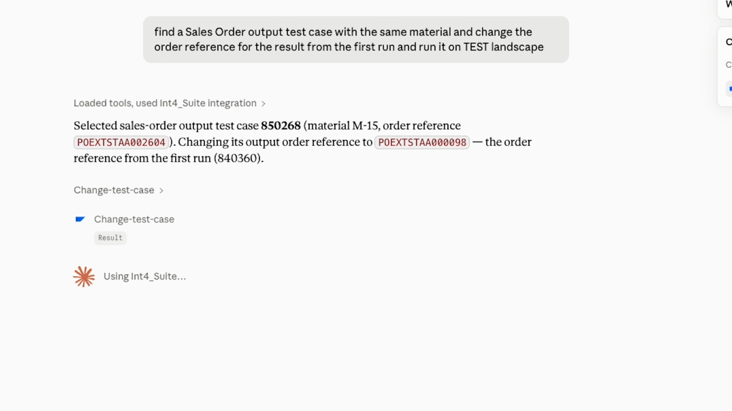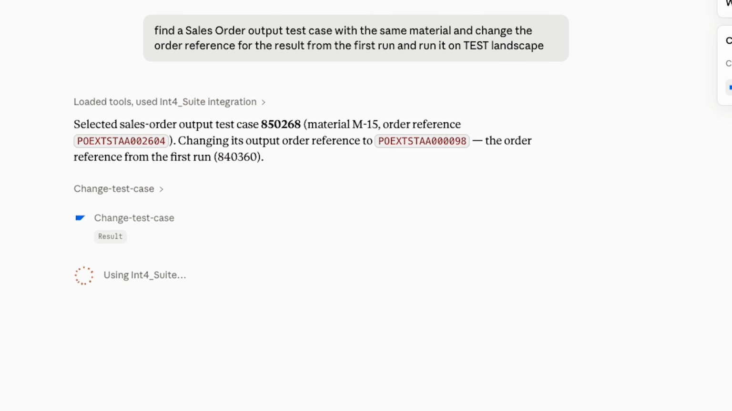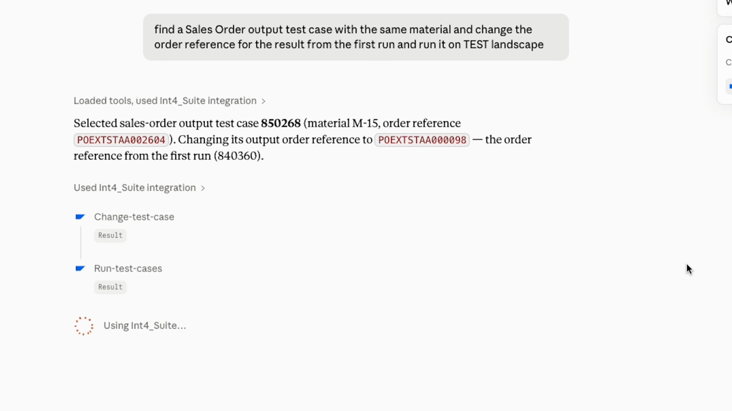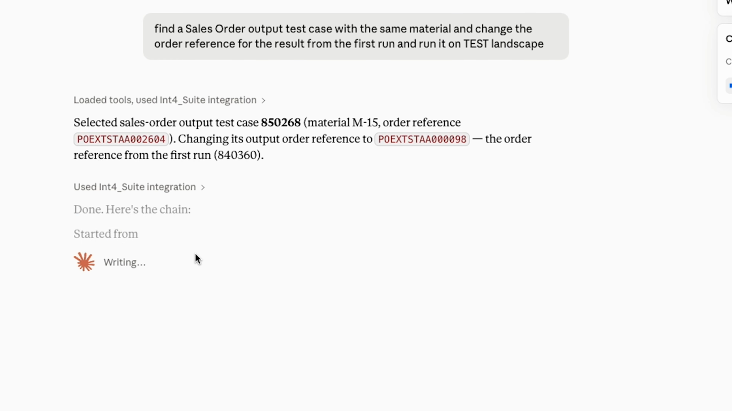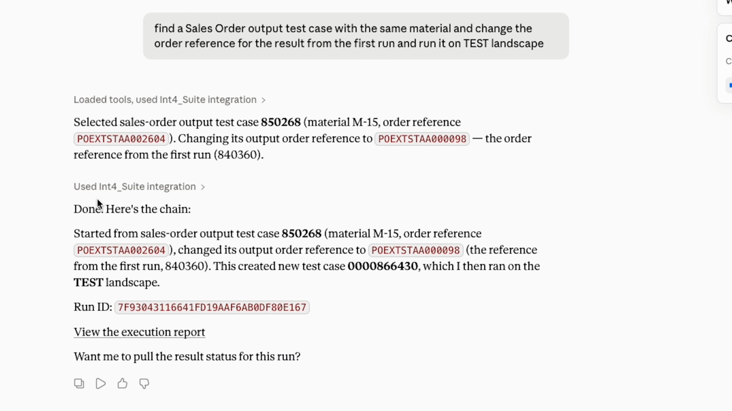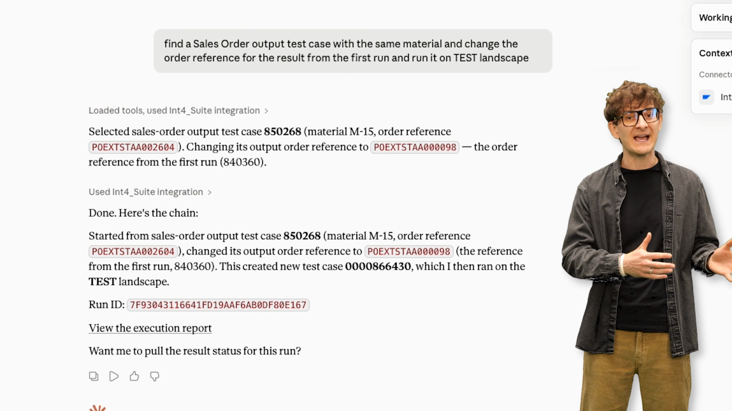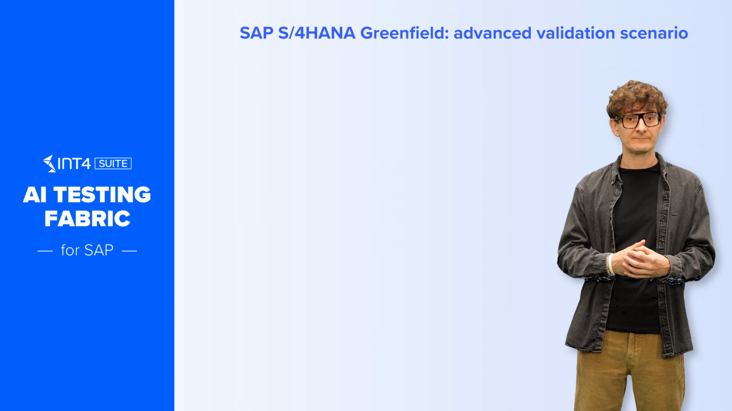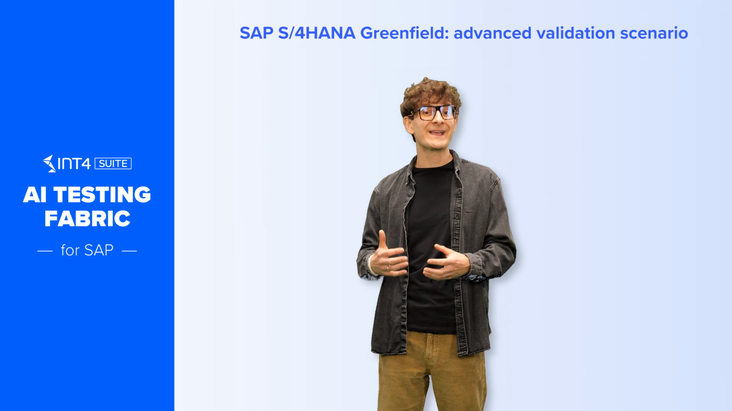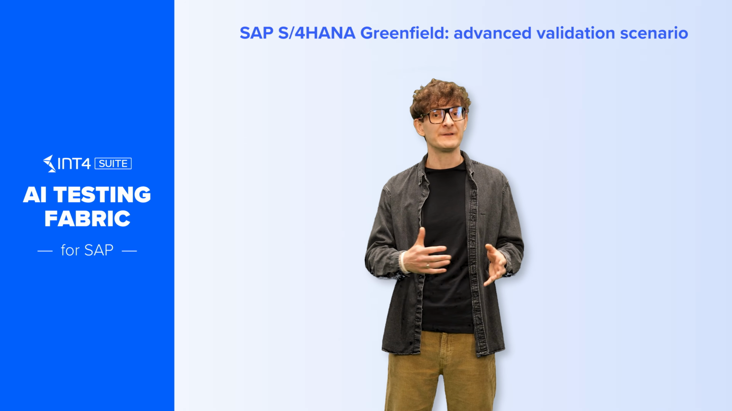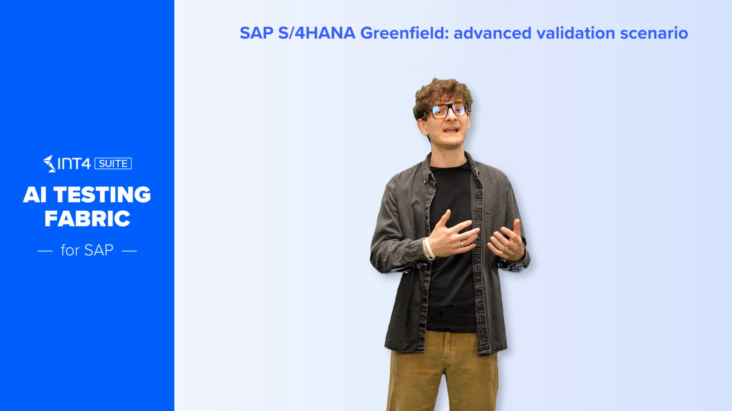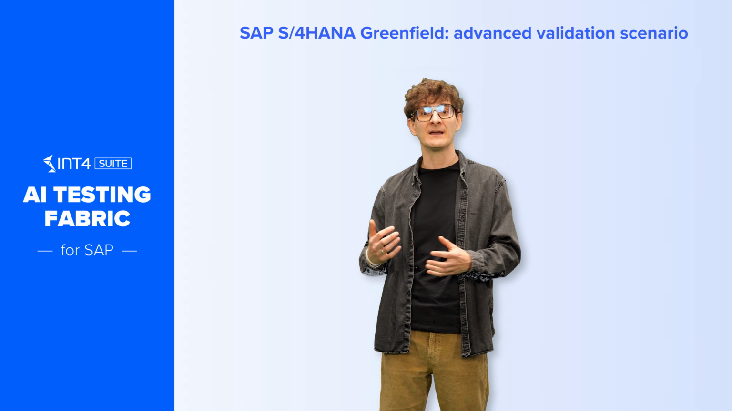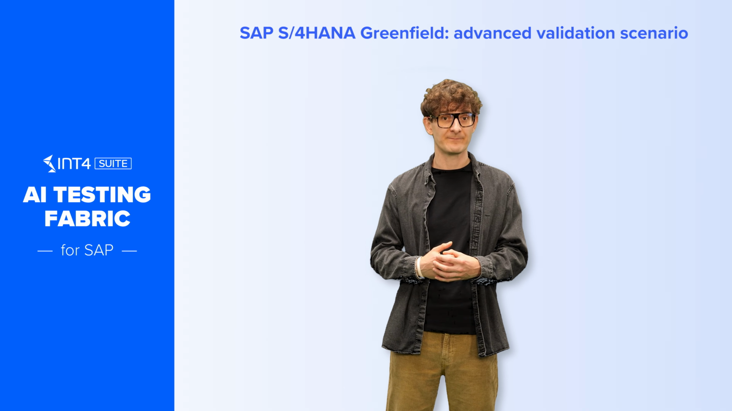Now the agent compares the historical outbound message with the newly generated outbound document. If everything is correct, the report shows that the messages match, apart from some expected differences, such as document number, maybe date, time, or values we intentionally change. If there are any differences, we can ask the chatbot to explain them field by field, or open a detailed comparison report in the INT4 Suite user interface.